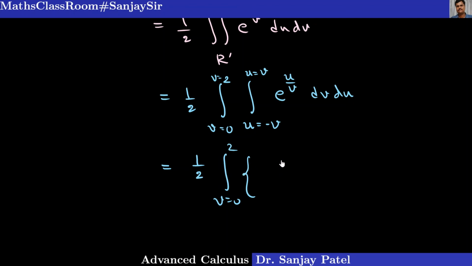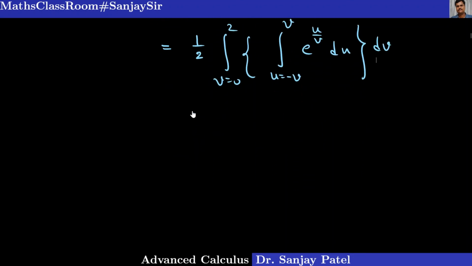So now I have to integrate this function with respect to, let me write one more step. This is equal to u is equal to minus v to u is equal to plus v e raised to u upon v du and then dv. So we are integrating with respect to u first. Just I have written one more step.